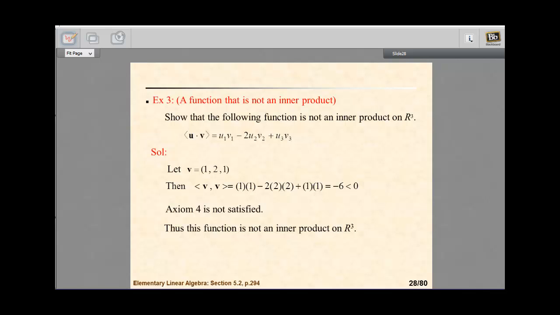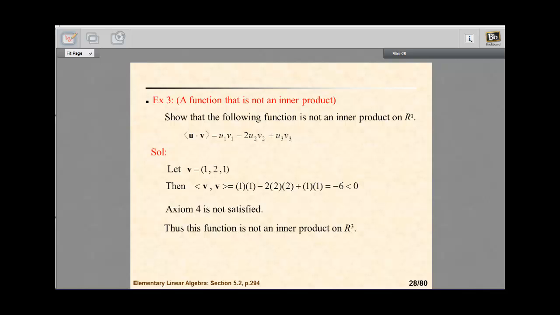Show that the following functions are not an inner product space. There is a function given here, and we have to show that it is not an inner product space. So we have to check all 4 properties, as I told you, axiom number 1, 2, 3, 4. If any one axiom is not fulfilled, then we say that it is not an inner product space.